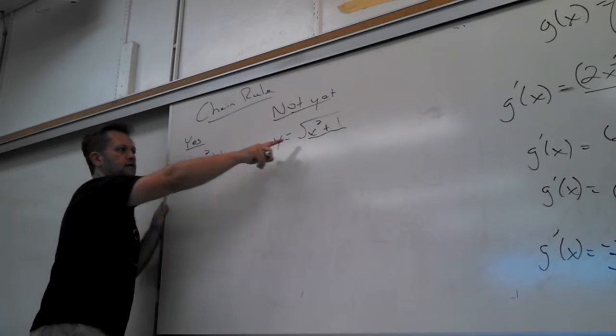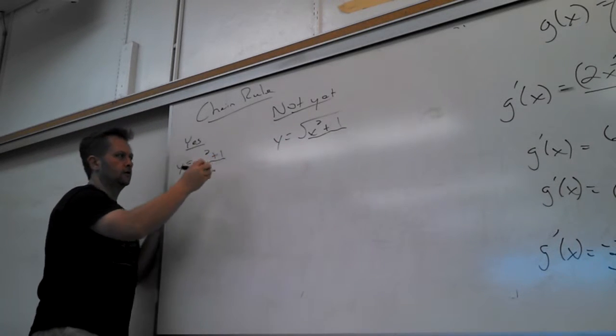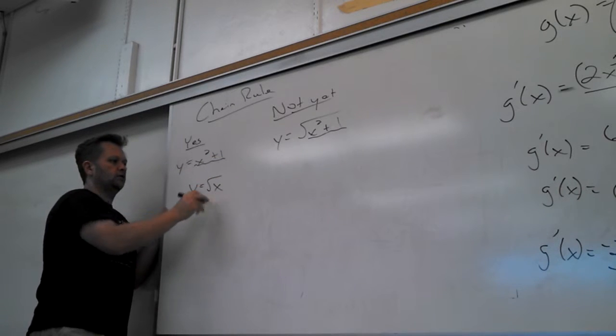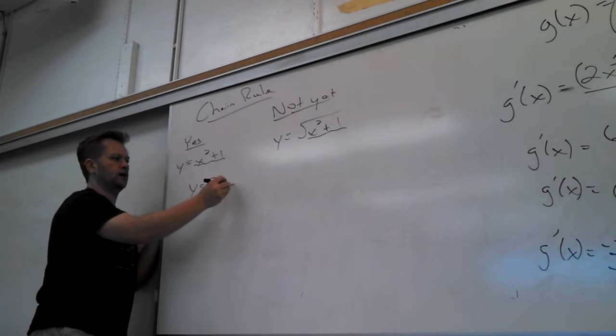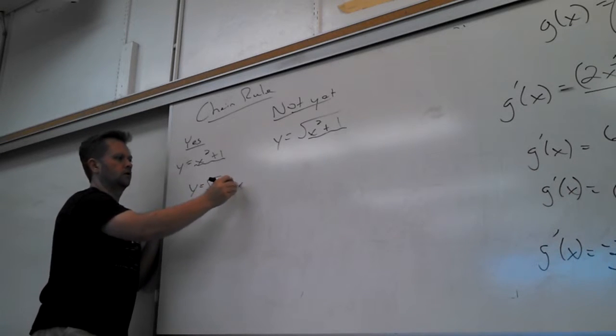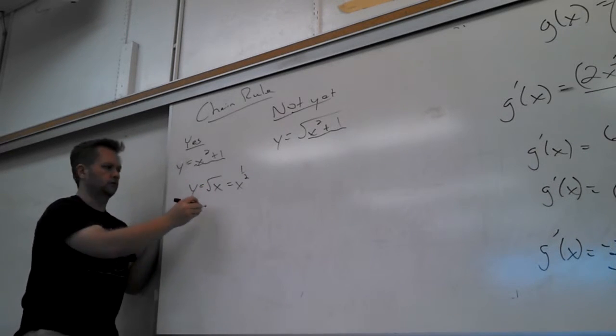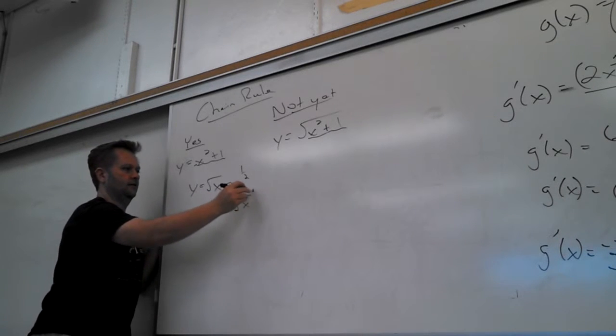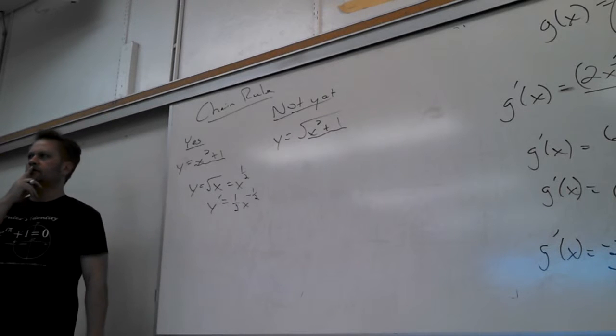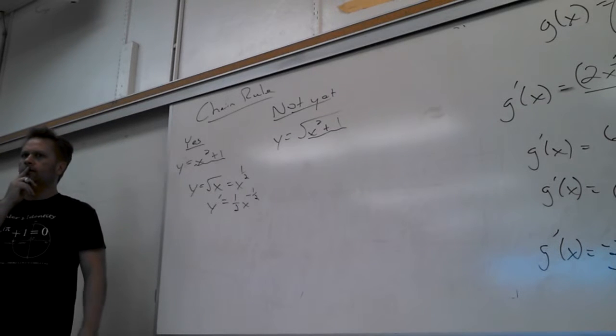And just to make sure you understand, it's not the radical's fault. If I have this, I can do that all day. Right? How do I rewrite that to be able to take its derivative? X to the 1/2. What would y prime be? 1/2 x to the negative 1/2. Alright, sweet.